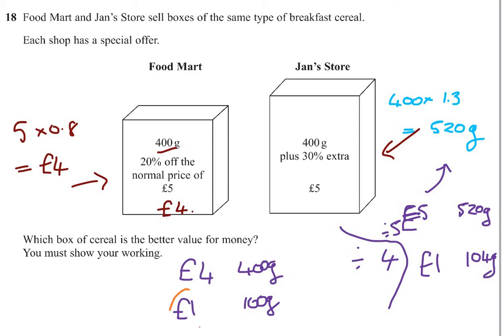So what do we have here? We've got the same price, £1, but in one store you only get 100 grams, in the other you get 104 grams. So that tells us that Jan's store is the better deal.